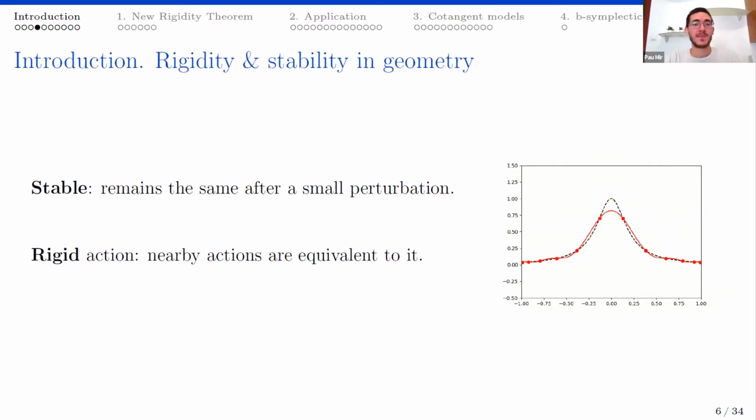And we think about rigidity of actions, group actions, as stability in another formulation. We say that an action is rigid when nearby actions are equivalent to it. And you can think that nearby actions are the original action which has been perturbed with a small perturbation. So more or less it is the same concept about stability and rigidity: you possess some properties, and these properties are kept when you take an action which is really close, or when you perturb the original action a little. So these are the basic concepts we will deal with in this presentation.